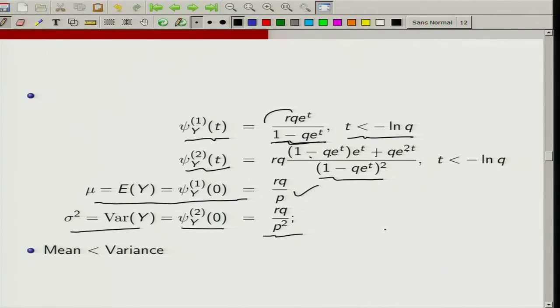So, here you can see, since p is between 0 and 1, r q by p square is always greater than r q by p. So, here what you observe is variance is always bigger than mean, or mean is smaller than variance. So, for the binomial distribution, we saw that variance was smaller than mean, but for negative binomial distribution, mean is smaller than the variance.